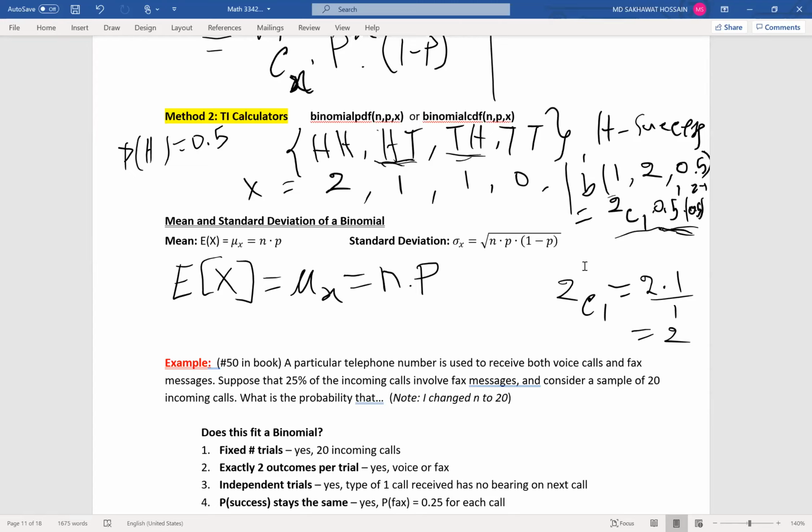You can also find the variance and standard deviation. So what is the variance for a binomial random variable? The variance, V of X, means variance of X.